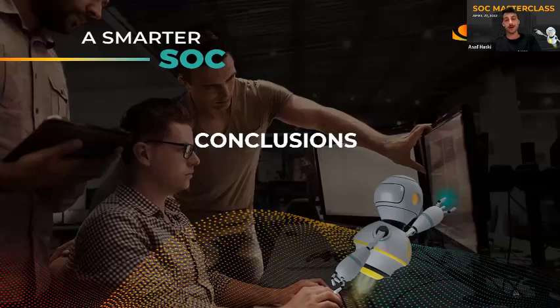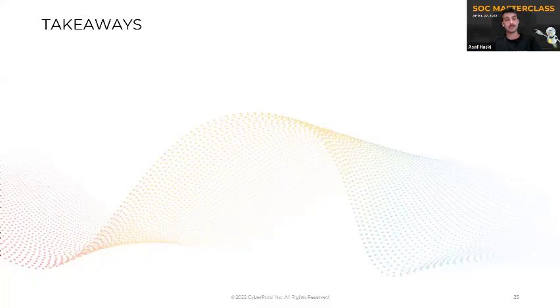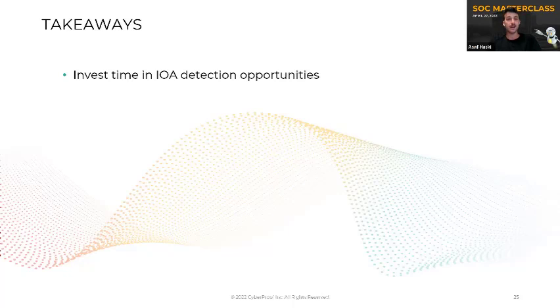So now we want to cover some conclusions and discuss some takeaways from this session. First, you need to invest more time in IOA detection opportunities, both in detection and prevention aspects, especially when it comes to ransomware, because as mentioned, ransomware operations use customized, unique payloads and network infrastructure for each victim, meaning that implemented IOCs won't be enough to protect the organization from an attack from the same threat group. So this should be kept in mind.